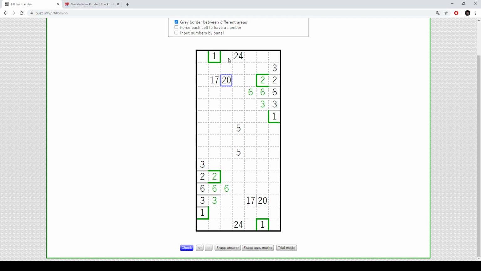And then I can look and I can figure out, well, what is the minimum number of regions that I have accounted for? So we've got a 24, we've got a 20, and a 17. We've got 4 1s. We've got 4 3s. We've got 2 6s. We've got the 2 2s. And then we have either 1 or 2 5s.